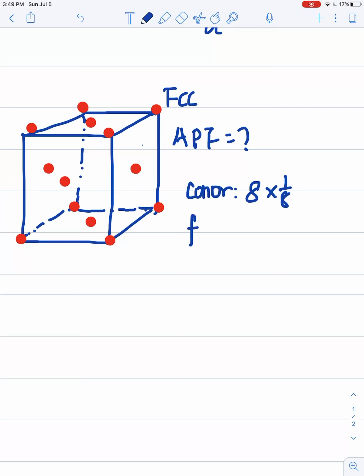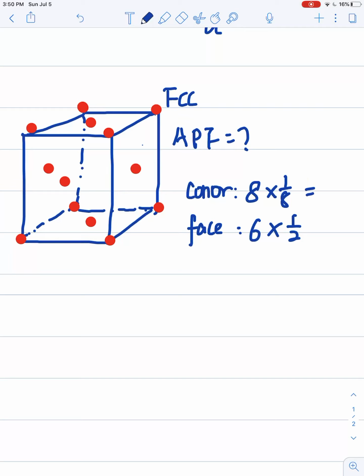And at each face, in total we have 1, 2, 3, 4, 5, 6 faces, and the atom at each face is shared by the unit cell on the other side, so it's half. Since we don't have any atoms in the body center, that's all the atoms we have.